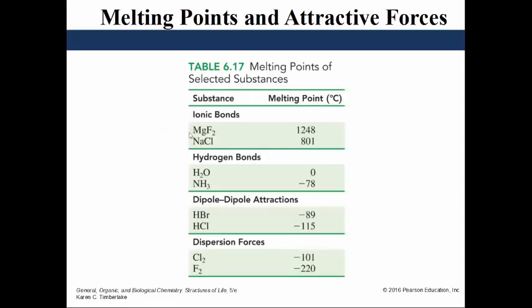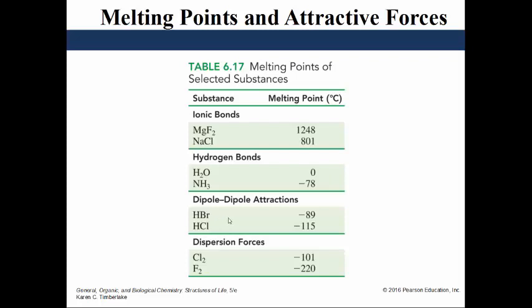Here are some common examples. First two here, ionic bonds. Magnesium fluoride, melting point 1,248 degrees Celsius. Sodium chloride, basic table salt, 801 degrees Celsius. A compound that has a hydrogen bond, like water. Melting point is 0 Celsius. And NH3, negative 78 Celsius. So we're getting a lower and lower melting point.